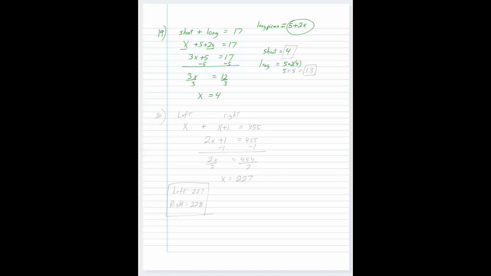Hey, look at this. We have an equation. X plus X is 2X plus 1 equals 455. I will subtract 1. So 2X equals 454. And then we will divide by 2. And 454 divided by 2 is 227. So that means the left side must be 227. And the right side has to be one more, 228.